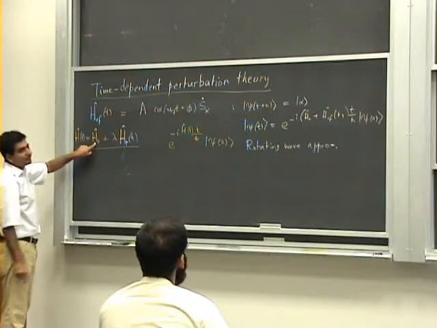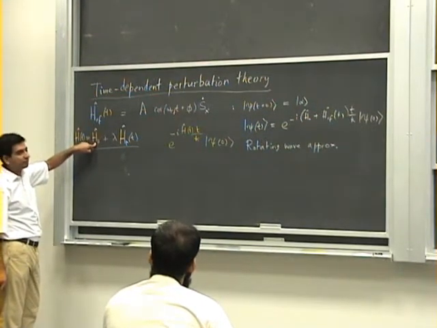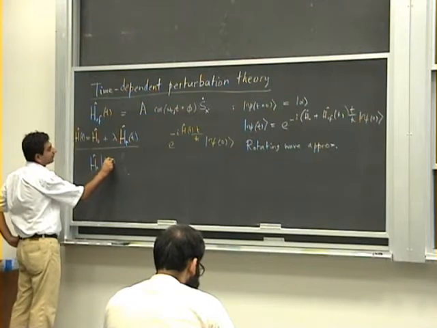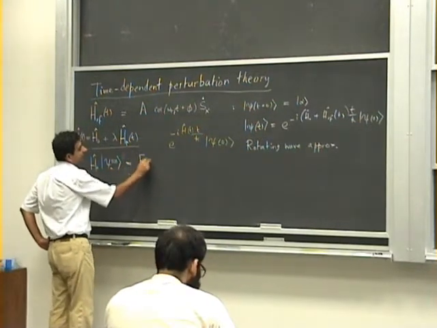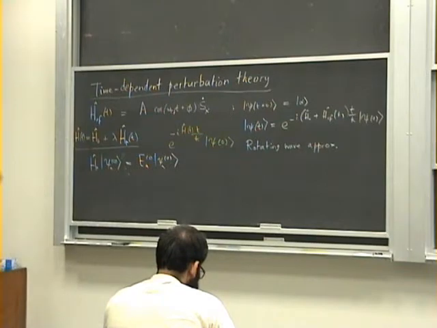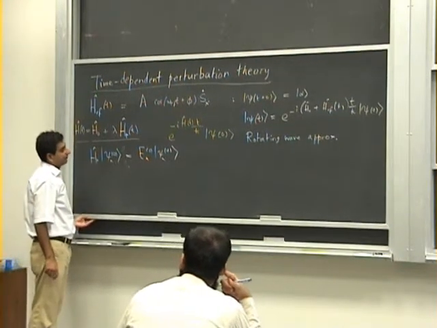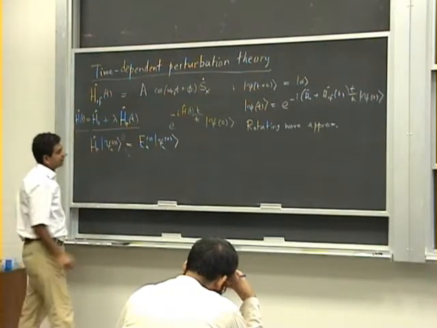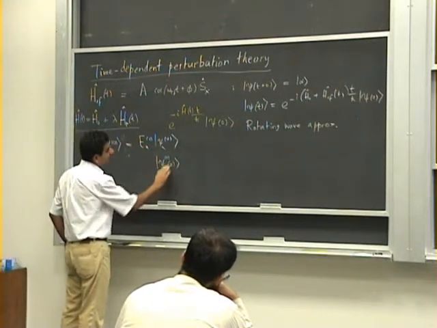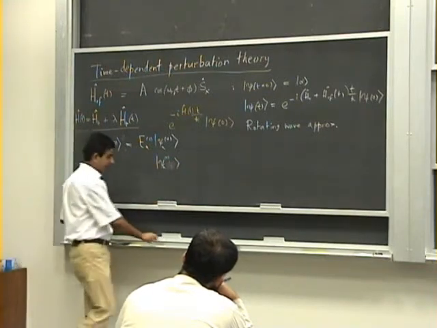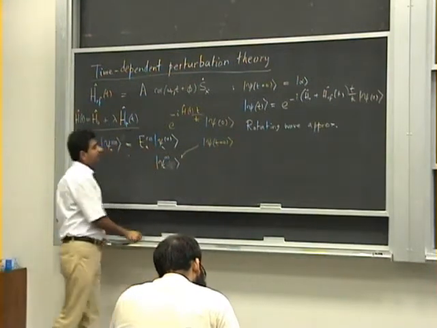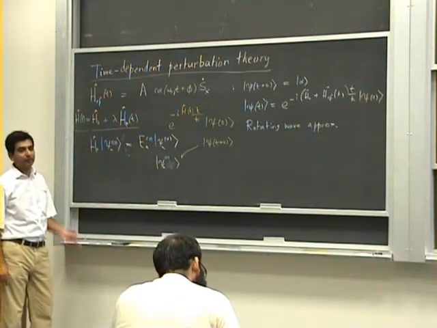Now suppose that this Hamiltonian is well known, the eigenstates of the unperturbed Hamiltonian are also well known, and so are the eigenvalues. That is, H naught acting on psi n naught gives the unperturbed energies E n naught times psi n naught. This system is already well known. Now suppose the system is initialized in state psi n naught at time t equals 0. So initially the system starts off in an eigenstate of the unperturbed Hamiltonian.